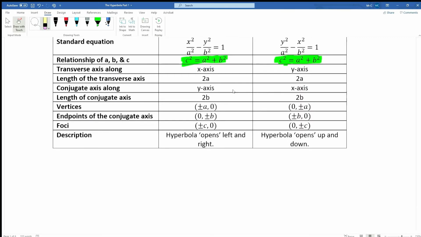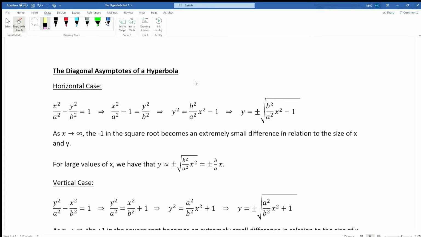So, the diagonal asymptotes of the hyperbola. We're going to look at the horizontal case. These are two different situations here. In the horizontal case, our equation would be x squared over a squared minus y squared over b squared equals 1. What we're going to do is rearrange this equation a bit and solve for y. So we move y squared over b squared to the right-hand side and then move 1 to the left, and we get x squared over a squared minus 1 equals y squared over b squared. Then we multiply b squared across and rearrange, putting y squared on the left side.